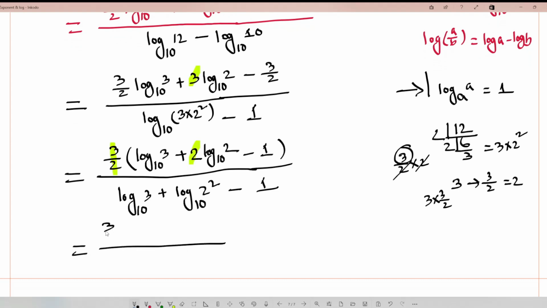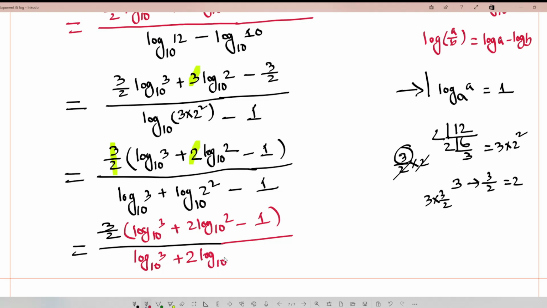Look, here is 3 by 2, then log base 10 3 plus 2 log base 10 2 minus 1, and here is log base 10 3 plus, look, here is 2 square, so naturally we can write 2 log base 10 2 minus 1. So this one and this one are the same, we can cancel, and the answer is 3 by 2.